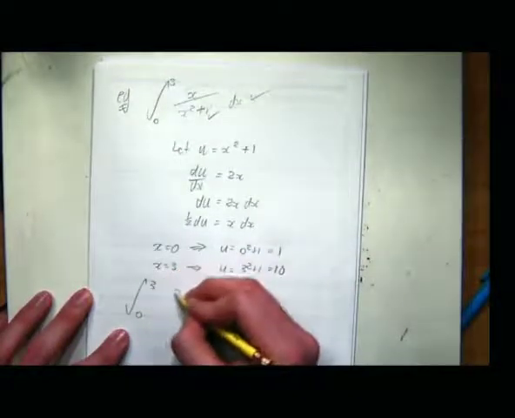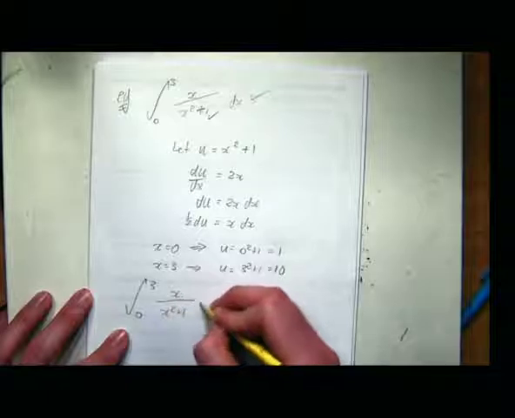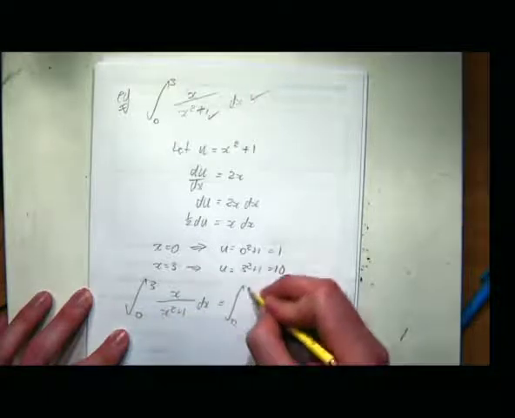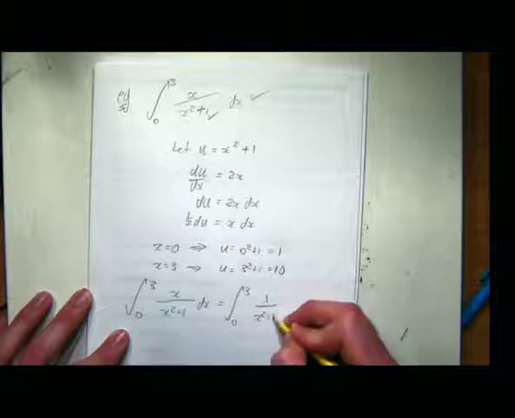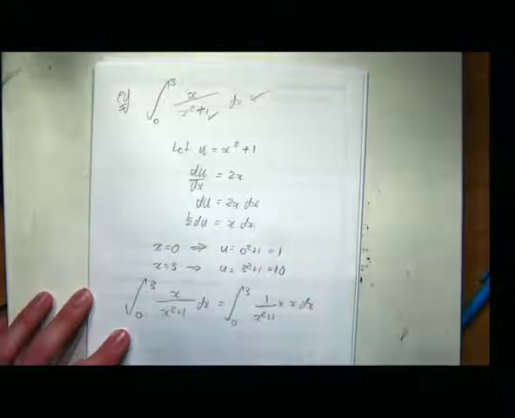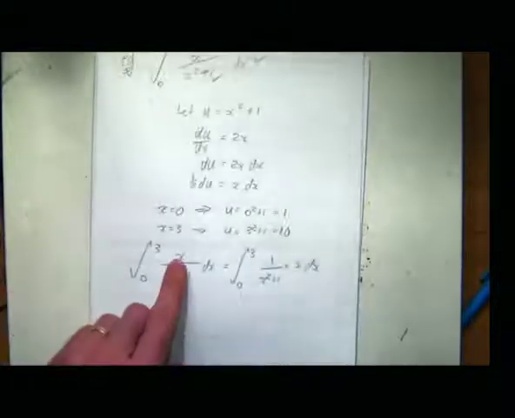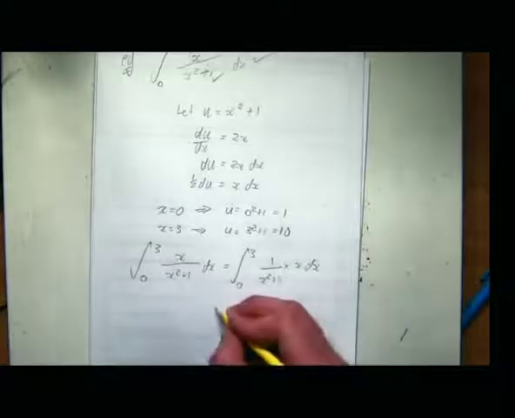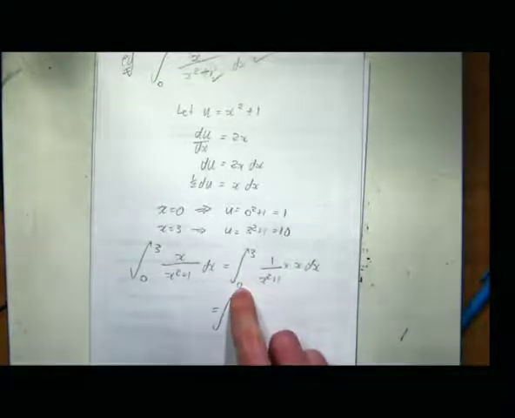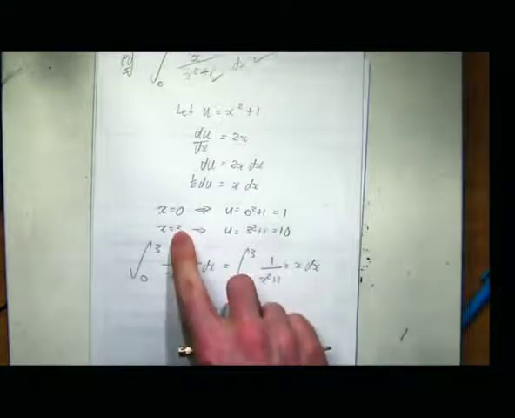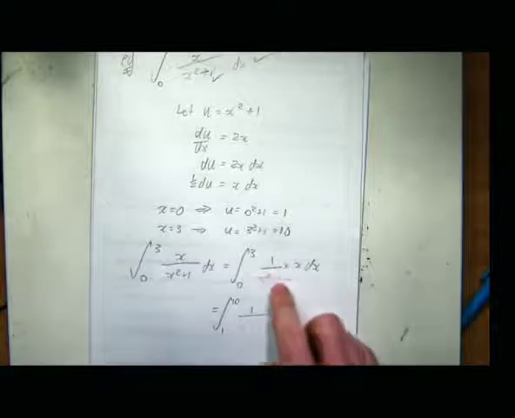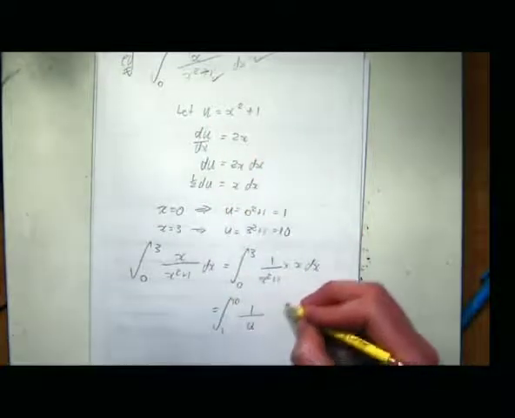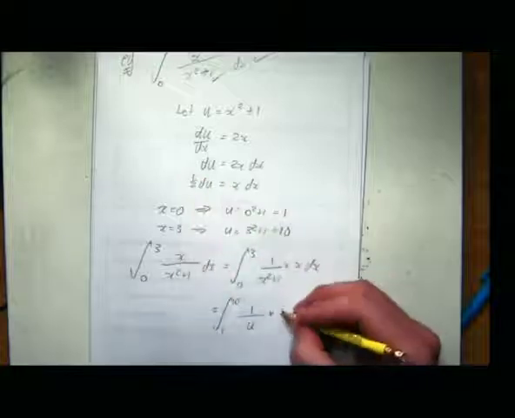So, just so that you can see what's going on here, I can imagine this like this. That's what I'm seeing there. I'm moving the x off the top of that fraction to join with the dx, which will leave behind a 1. And so let's see. My x equals 0 becomes a u equals 1. My x equals 3 becomes a u equals 10. My 1 over is still a 1 over. My x squared plus 1 is actually u. And my x dx is a half of du.